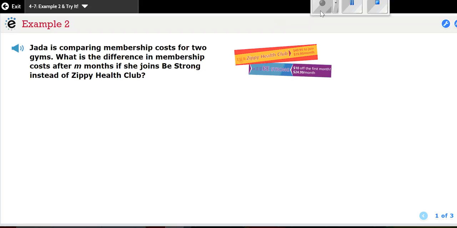So here's our problem, right? Jada is comparing membership costs for two gyms. What is the difference in membership after so many months if she joins Be Strong Gym versus Zippy Health Club? They should come up with some cooler names than this. That's a different idea right now.